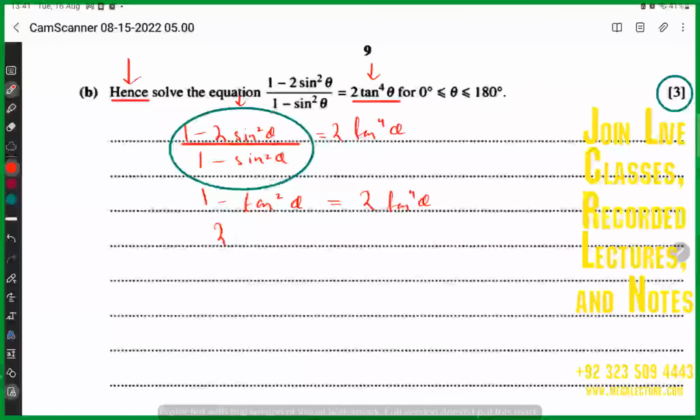So it would become 2 tan to the power 4 theta plus 1 minus tan square theta equals 0. Okay. Finally, I can write it as 2 tan to the power 4 theta plus tan square theta minus 1 equals 0.